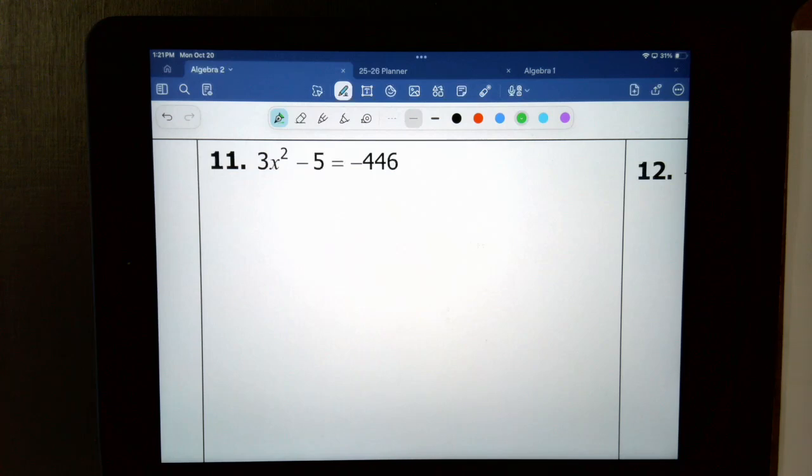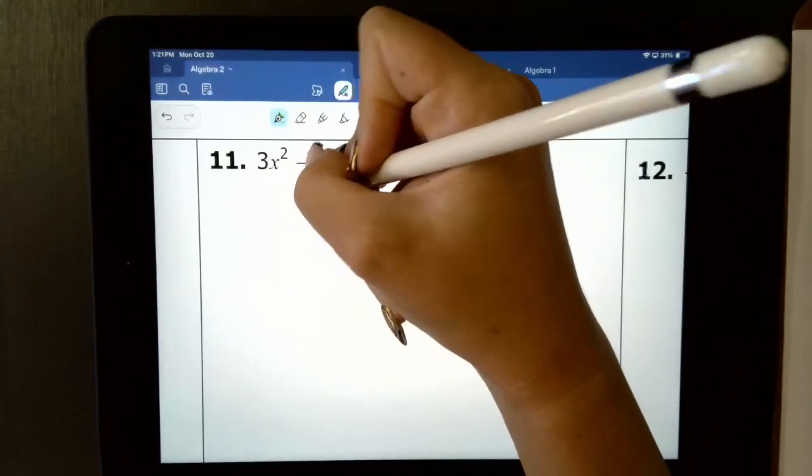Okay, so we're going to start by adding 5 on both sides.